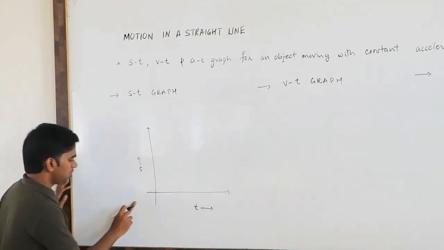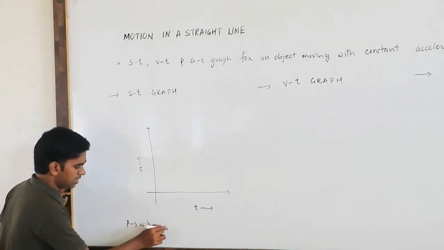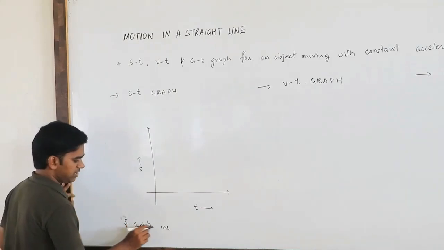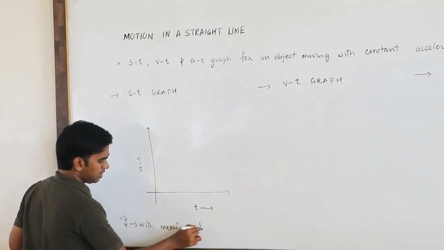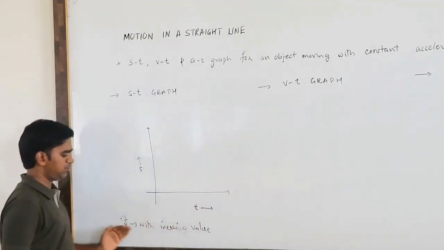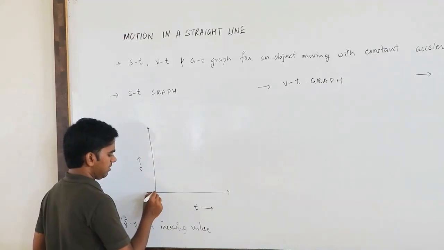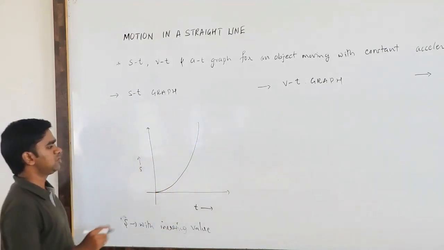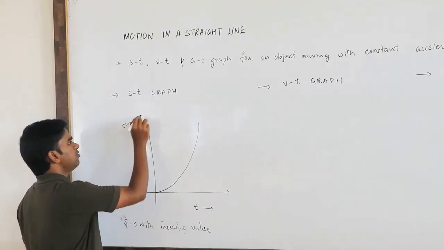Okay, so position should change with time with increasing value. The position should increase with time. So suppose I plot the graph like this. Now, the slope will give what? The slope of the position-time graph will give you what?